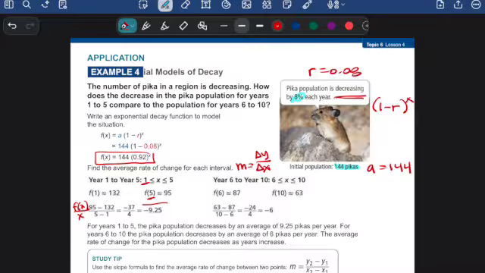And we get a decrease. Again, that makes sense. It should be negative because we are losing population. Our rate of change is negative 9.25. Let's look at the other interval.